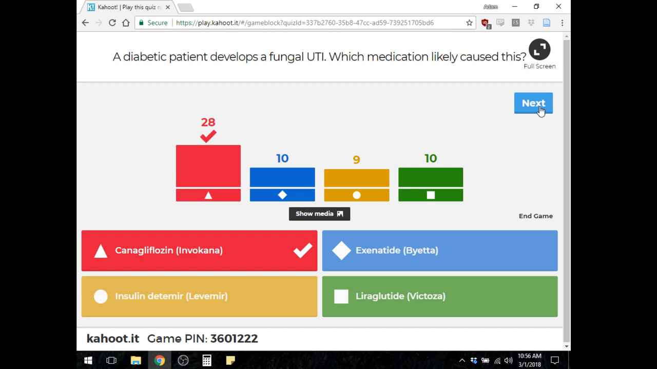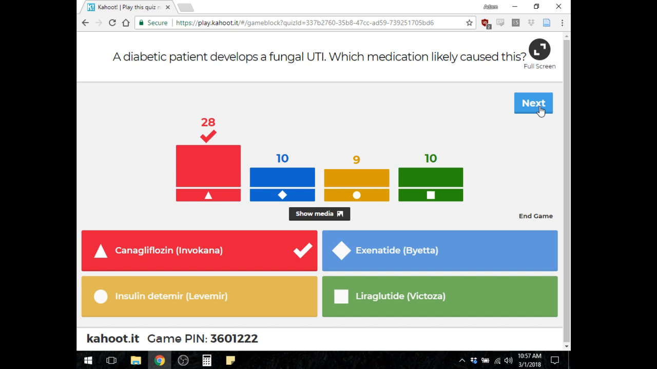Yep. All right. So this is going to be canagliflozin, which again doesn't sound very sexy of a drug name, so we have Invokana. So that would be correct, right? Do you remember how that drug worked? Pee out your sugar, right? It's the SGLT, sodium glucose, what's the L for? I don't remember. Anyway, SGLT2 inhibitor, right? So again, it's inhibiting that transporter protein. You're blocking reuptake of glucose, so you're going to pee it all out, and then fungus finds that and says, hey, this looks really good, and we start munching down, and then they make an infection, right?